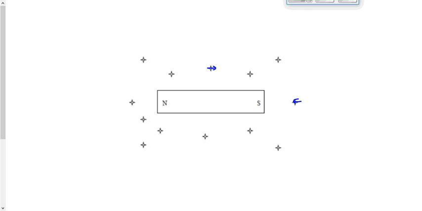All right, now that we have all our little arrows drawn in the right directions, we're going to do a little grade 1 activity and connect the dots.